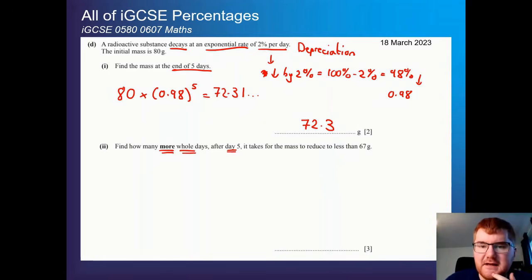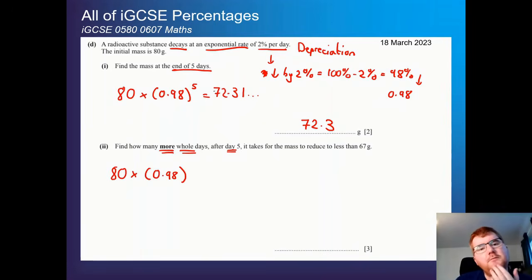And a nice little follow-up question to this is find how many more whole days after day 5 it takes for the mass to reduce to less than 67 grams. Now you could do this using logarithms, but on the 0580 course it's not on there, and 0607 it is being taken off. So the best approach then really is to do it by trial and error. So what we do, we have our equation, and all we need to do is try out different numbers until we get close.